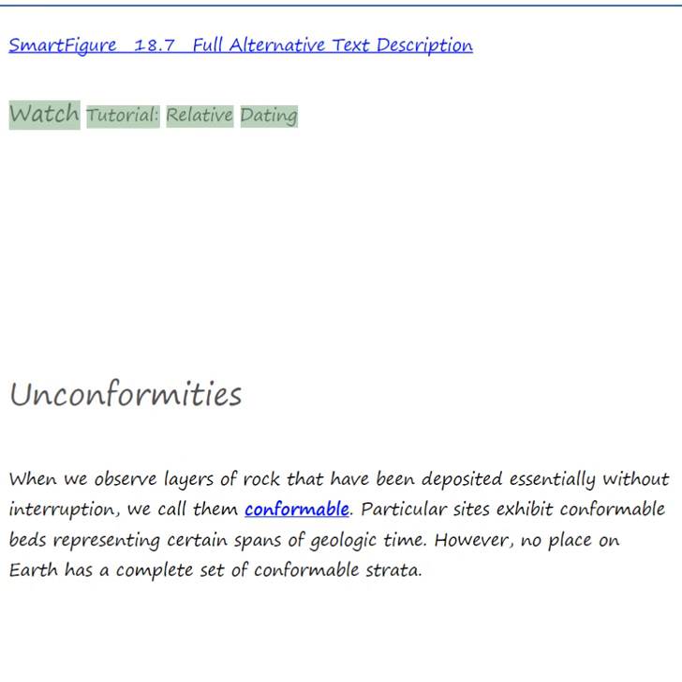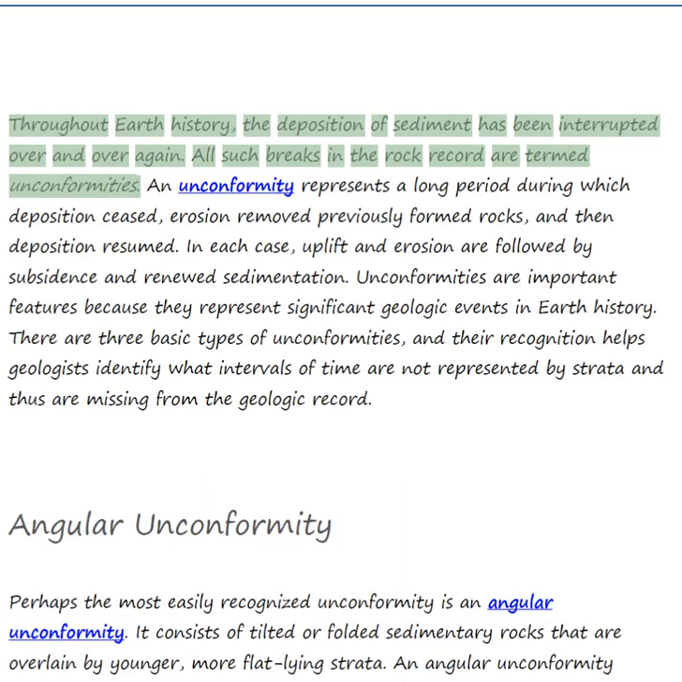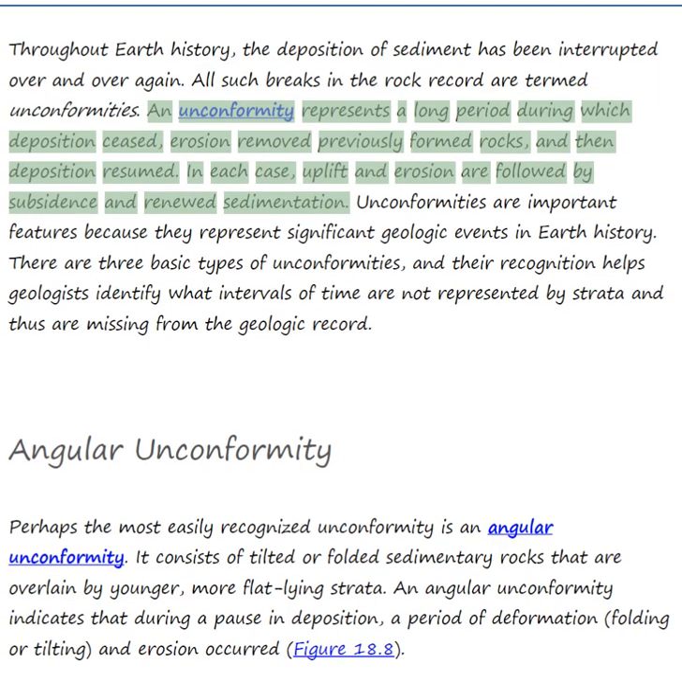Watch tutorial, Relative Dating. Throughout Earth history, the deposition of sediment has been interrupted over and over again. All such breaks in the rock record are termed unconformities. An unconformity represents a long period during which deposition ceased, erosion removed previously formed rocks, and then deposition resumed. In each case, uplift and erosion are followed by subsidence and renewed sedimentation.